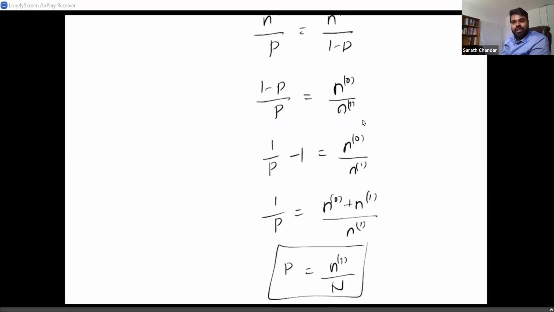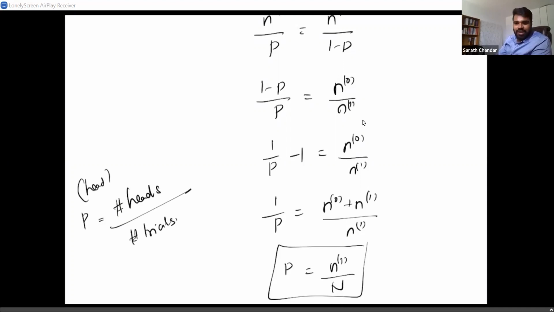Okay, so now what do we have here? The probability of head is simply the ratio of the number of heads in the trial divided by the total number of trials. This is the probability of head. Okay, so this is very intuitive.